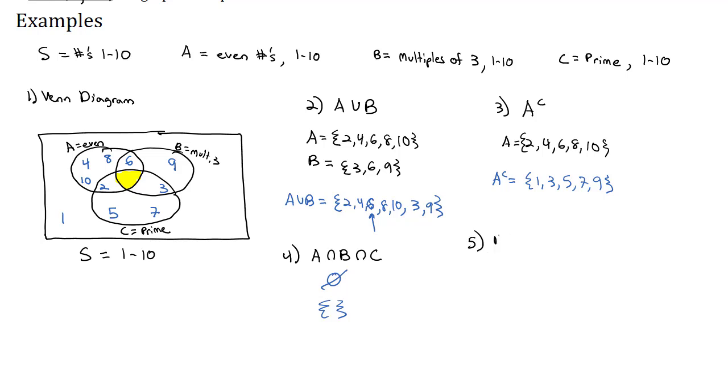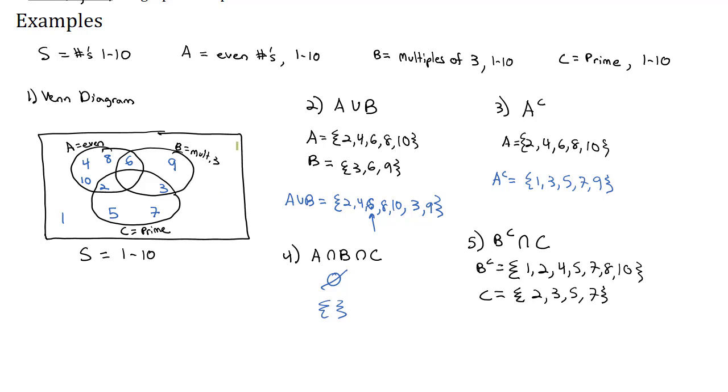Let's do B complement intersecting with C. Okay, it might be helpful to remind ourselves, what is B complement? Well, B complement is everything that's not in B. So if B is the multiples of 3, the numbers that are not multiples of 3 are 1, 2, 4, 5, 7, 8, and 10. And then let's compare that with C. C's the prime numbers. The prime numbers are 2, 3, 5, and 7.